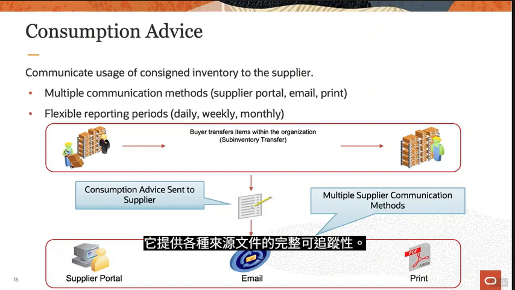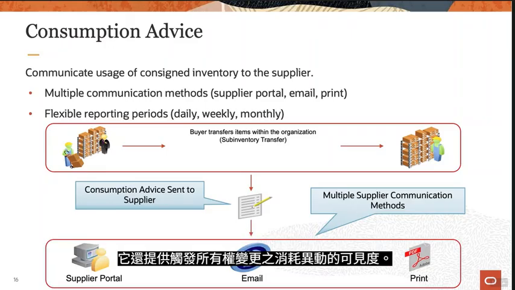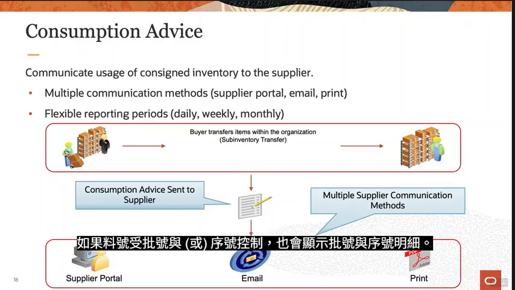It provides full traceability to the various source documents. For example, visibility is provided to the receipt, purchase order, and purchase agreement associated with the consumed inventory. It also provides visibility to consumption transactions that triggered ownership change. As shown in this slide, the transaction type of sub-inventory transfer triggers the consumption of consigned inventory. If the item is lot and/or serial controlled, lot and serial number details are shown as well.